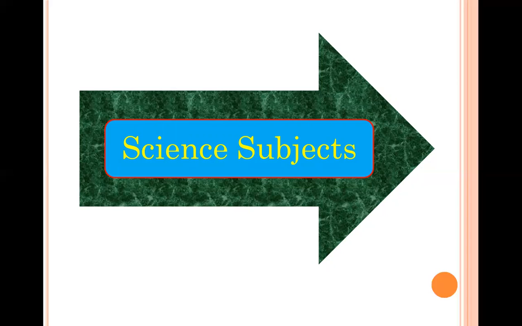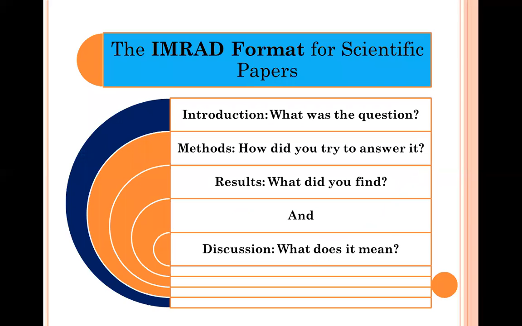Now let me get into the science subjects. What are the components that you need to take care of while preparing a manuscript in the field of sciences? Normally in science, they follow the IMROD format for scientific papers. IMROD stands for: I stands for introduction, where you talk about the question. Then M, methods.